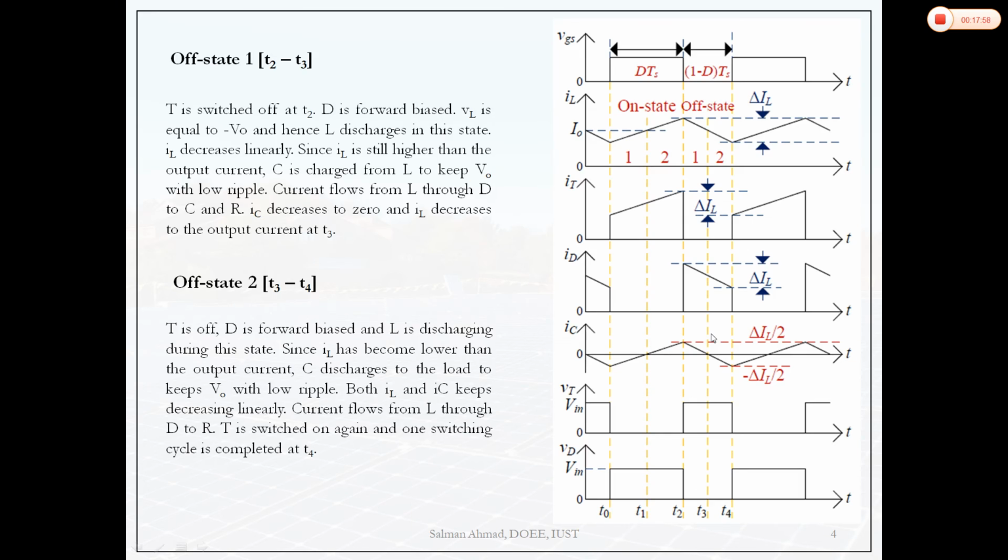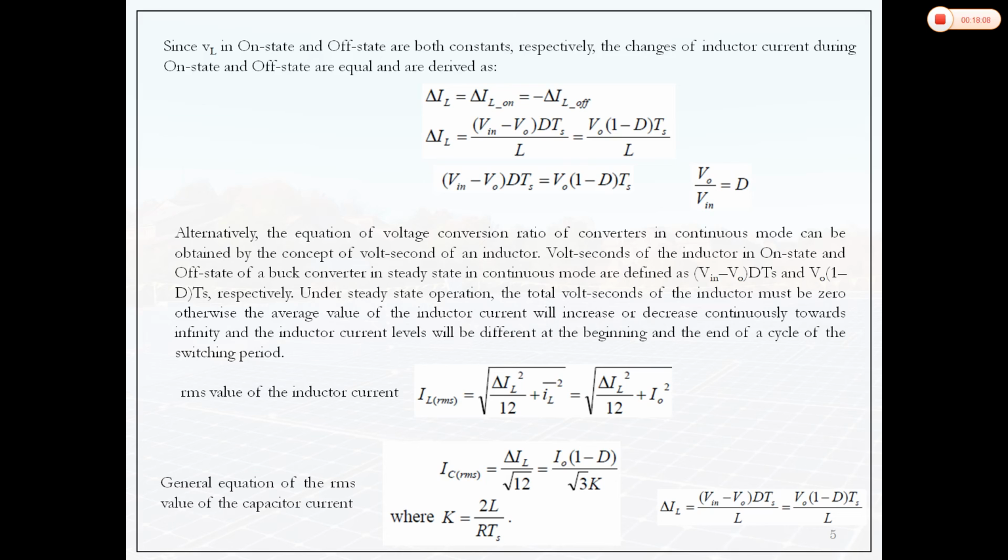Again, if you want to calculate the RMS value of this current, in the last lecture I discussed that in sawtooth type waveforms, the RMS value is given by this expression, that is delta IL square upon 12 plus IL average square. So the ripple in the waveform divided by 12 plus this average value, and in the buck converter we know that the average current is nothing but I naught square. If we substitute delta IL from this expression, we can get the IL RMS value.